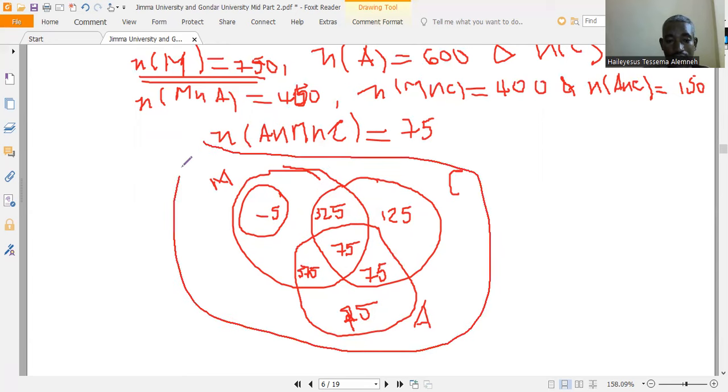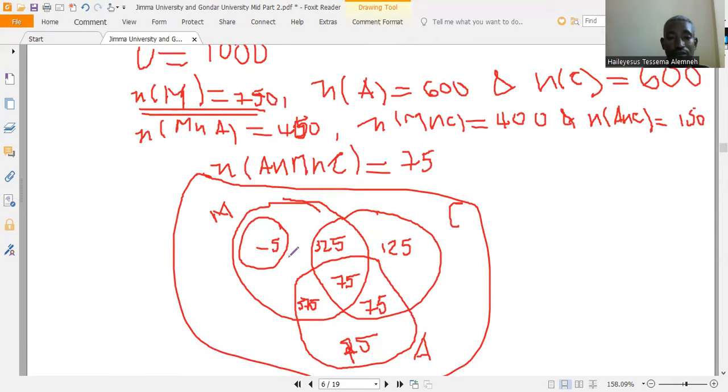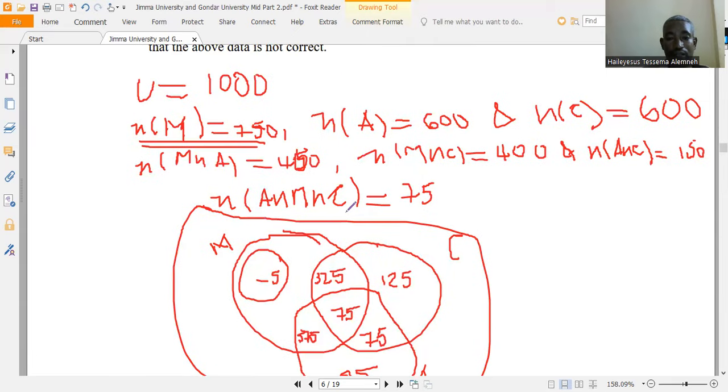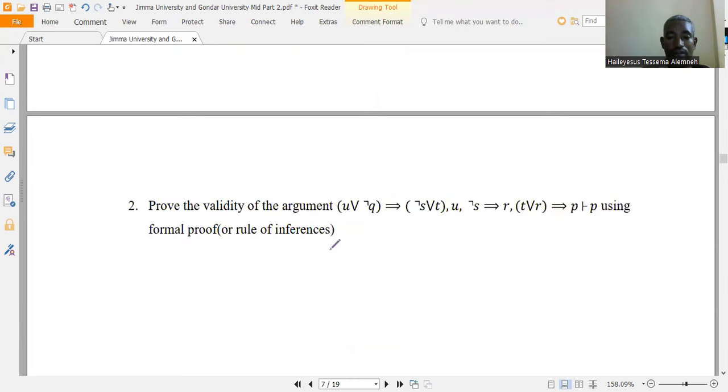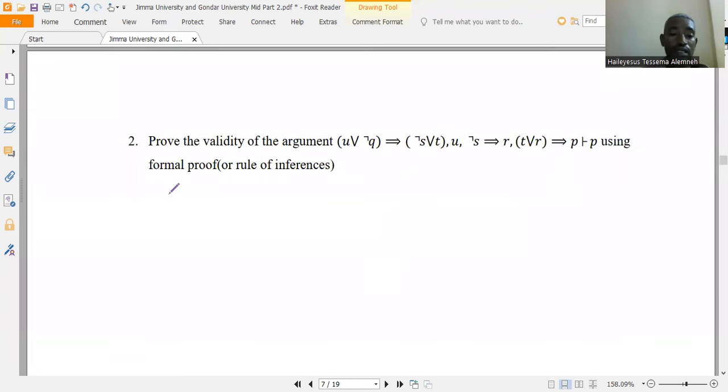ሳንሰራ ይህን ቬን ዲያግራም ብንቶ ዩኒየኑን መፈለግ እንችላለን። ኤ ዩኒየን ቢ ዩኒየን ሲ ማለት ነው። እና ከዩኒቨርሳል ሴቱ ጋር ኮምፔር ማድረግ እንችላለን። which is greater than the expected ማለት ነው። ከዩኒቨርሳል ሴቱ በልጦ እናገኘዋለን ማለት ነው። የሚቀጥለው ጥያቄ prove the validity of the argument.